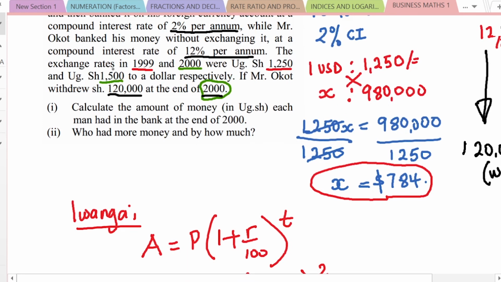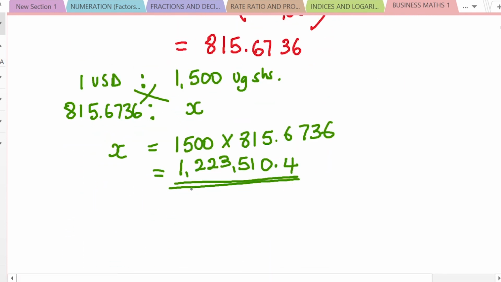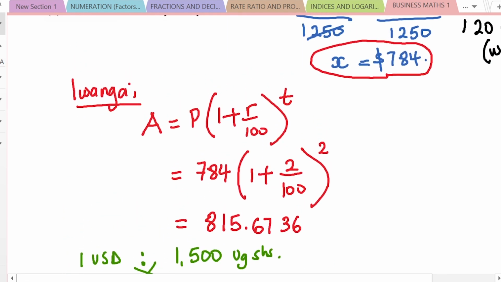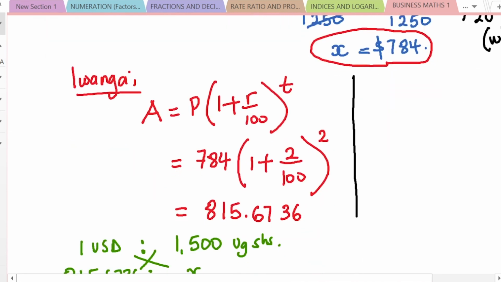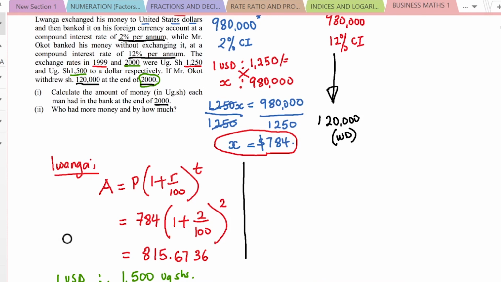They are asking us to calculate the amount of money each man had in the bank at the end of 2000. So at the end of 2000, Mr. Lwanga has this amount of money. So now that we know what Mr. Lwanga has in the bank at the end of that, let's calculate how much this guy has. What's his other name? Okot. How much does Okot have in the bank at the end of 2000? So this is Okot. So how much does Okot have?